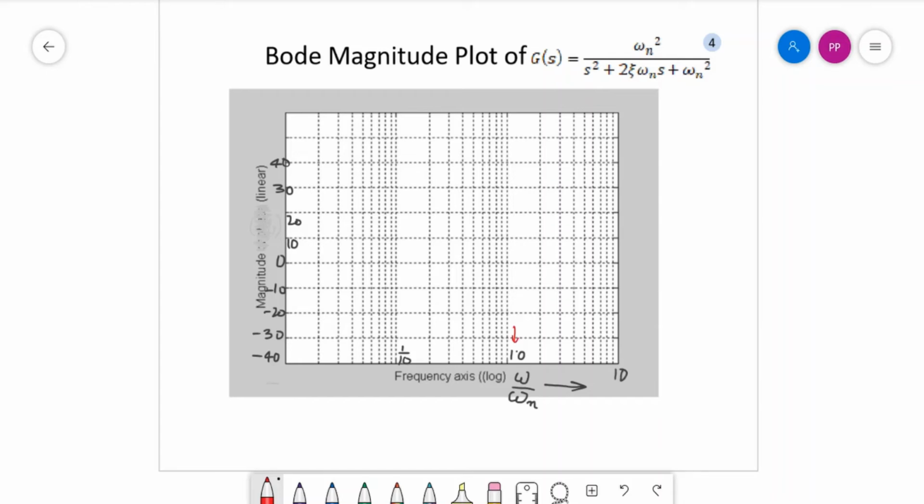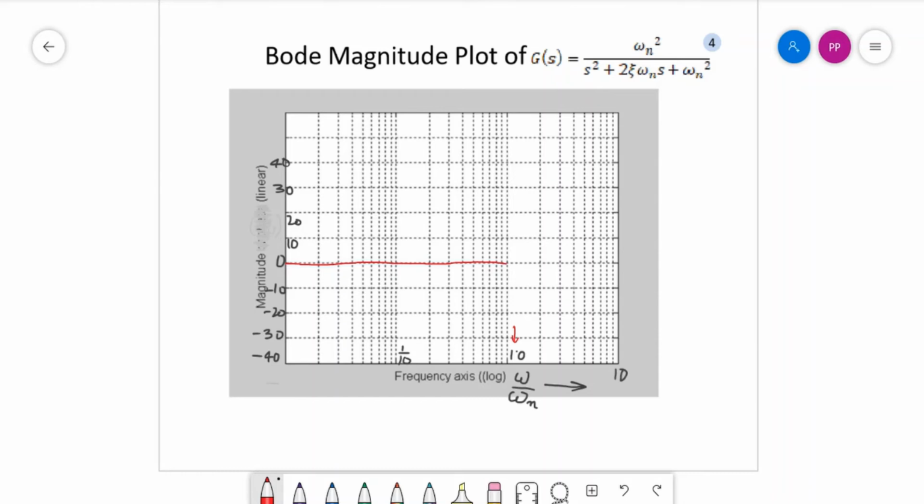So this becomes the corner frequency, because if we put omega by omega n equal to 1, the second asymptote becomes 0 decibel. So that is the crossing point between asymptote 1 and asymptote 2. That is the corner frequency for this plot. So let us see from 0 decibel. These are the asymptotes only. I am drawing the asymptote.